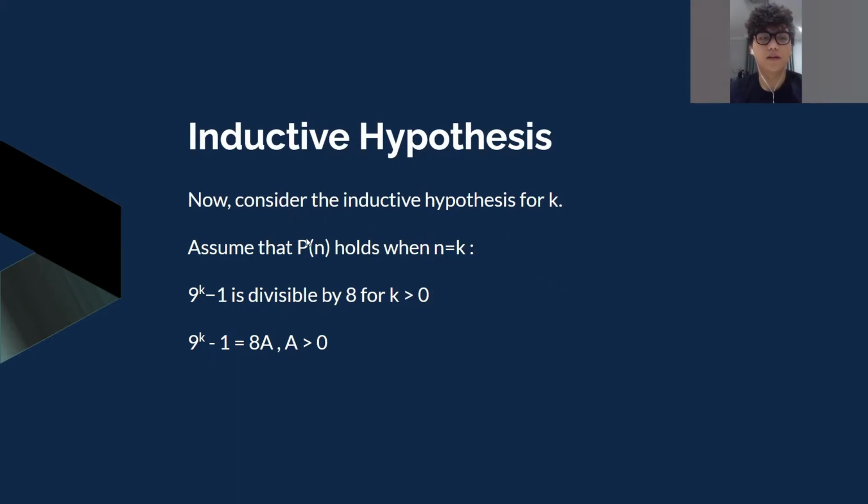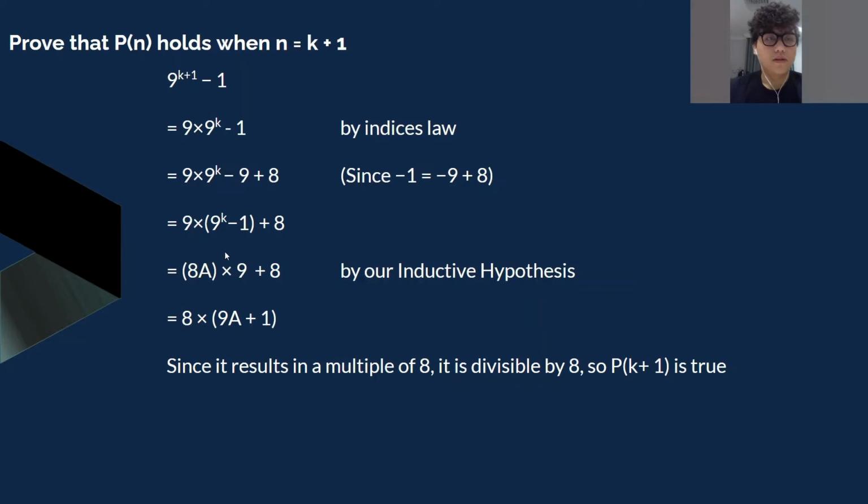So now we'll consider our inductive hypothesis for k. So we assume that P of k is true. So this means that 9 to the power of k minus 1 is divisible by 8 for k greater than 0. So we can say that 9 to the power of k minus 1 is equal to 8 times a constant big A, while big A is greater than 0. So now we will try to prove that P of n holds when n is equal to k plus 1.